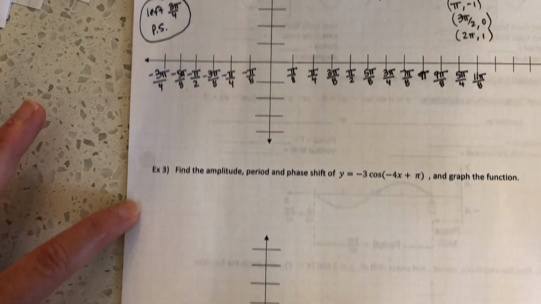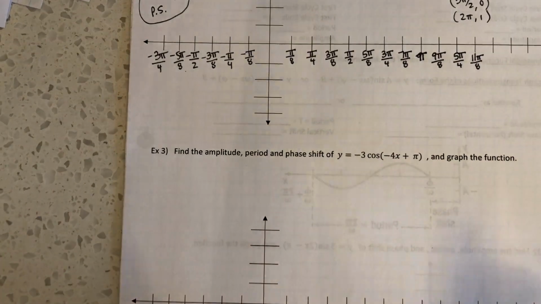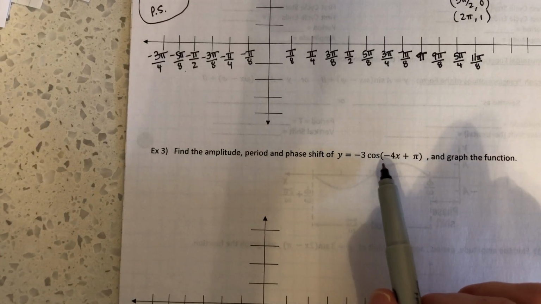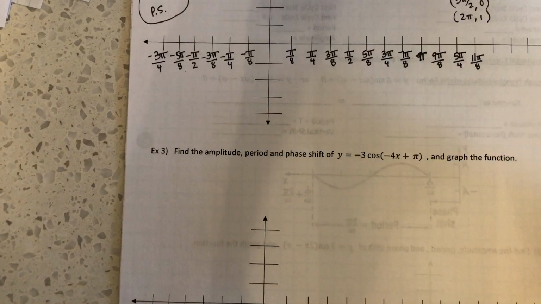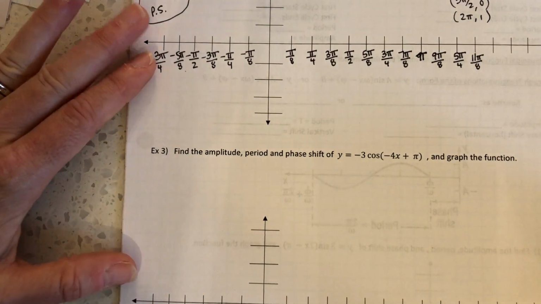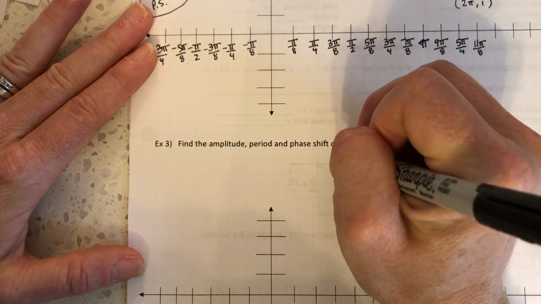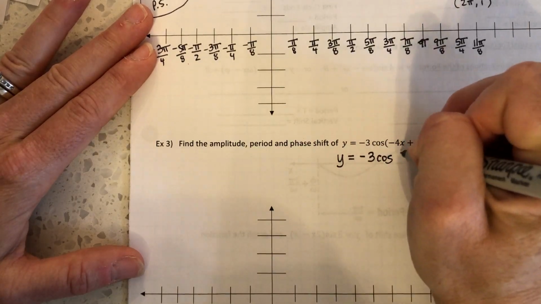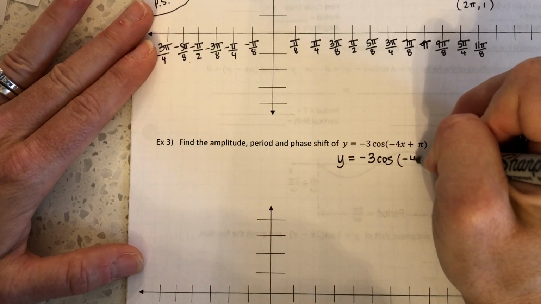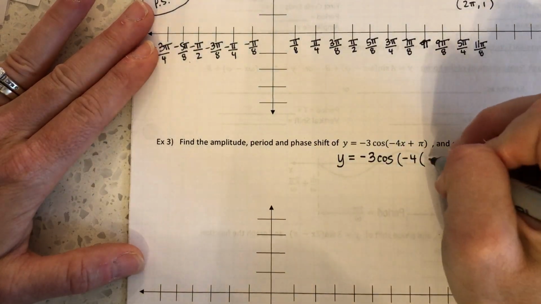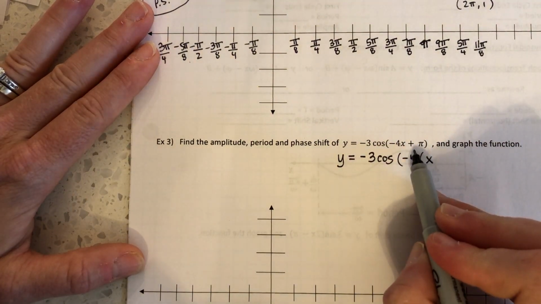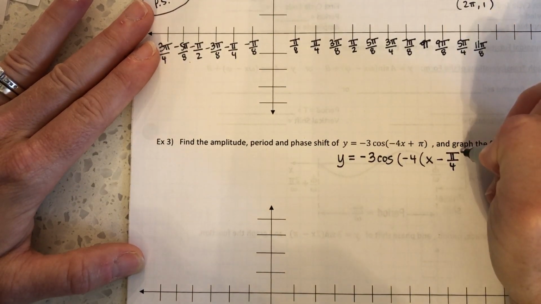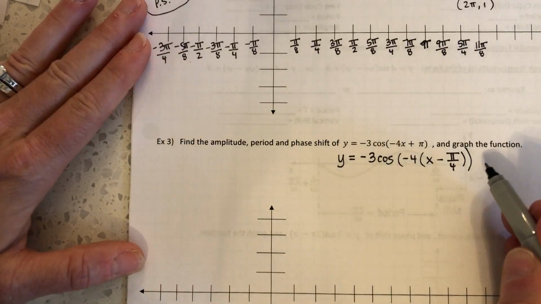All right, let's go to the last one. Find the amplitude, period, and phase shift of y equals negative 3 times cosine of negative 4x plus pi. All right, so first things first, we got to rewrite it. Now, this one has a little bit of a trick. So y equals negative 3 times the cosine of, pull out the negative 4, that leading coefficient. Divide this by negative 4, I get x. Divide this by negative 4, and now I have minus pi over 4. Okay, and then there's no plus number on the outside.